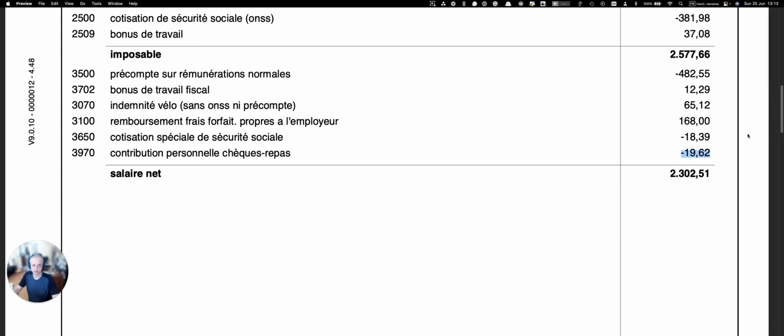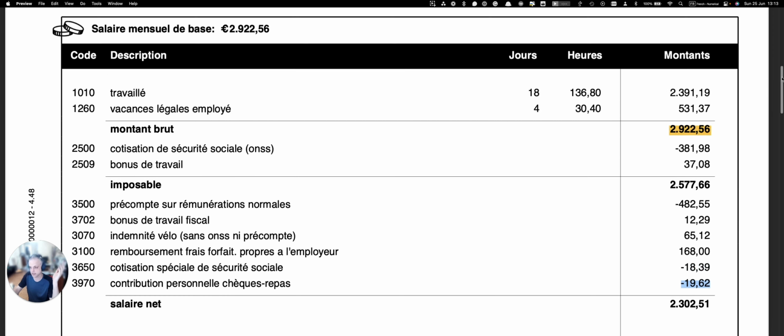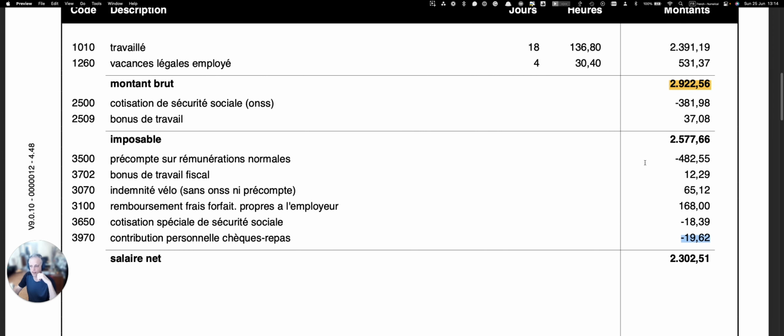So, just to sum this up, you start with your gross salary. That is actually a reflection of the number of days you are being paid for. So, it doesn't take into account unpaid days or unpaid leave. You get out of your gross salary, an amount is taken out as social security contribution, normal ones.